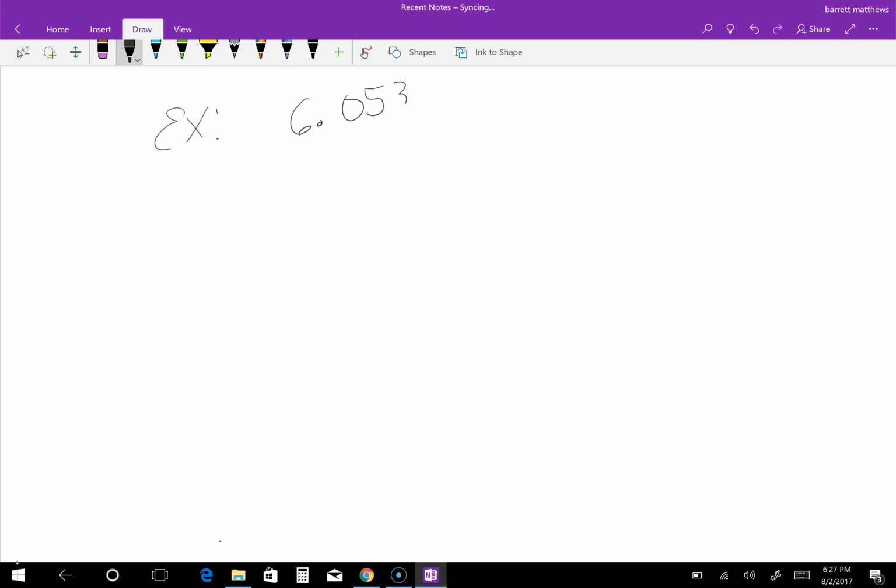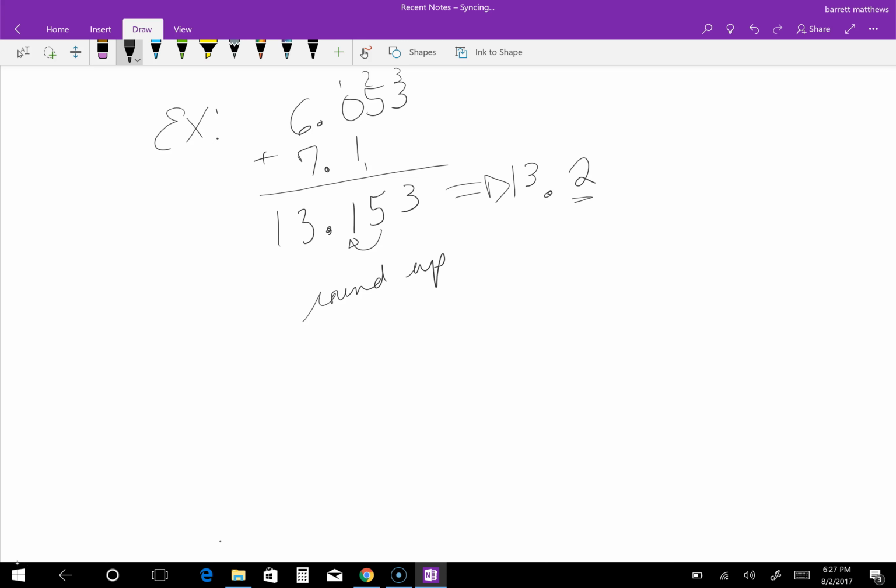Let's take a look at another example. 6.053 plus 7.1. That gives me 13.153. So how do I know the number of figures? There's 1, 2, 3 after the decimal place up top, and 1 on the bottom. 1 is the fewest, so I will only record 1. I see that there's a 5 right after the 1, so I must round up. So I'll report 13.2 as my answer.